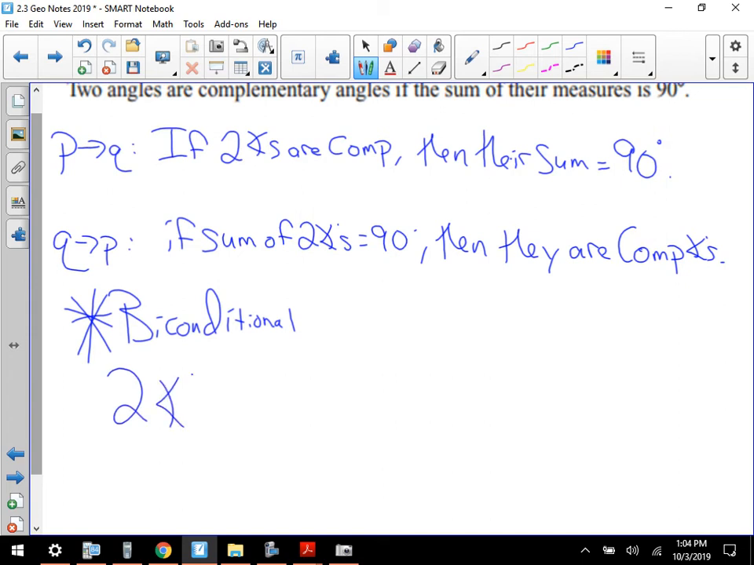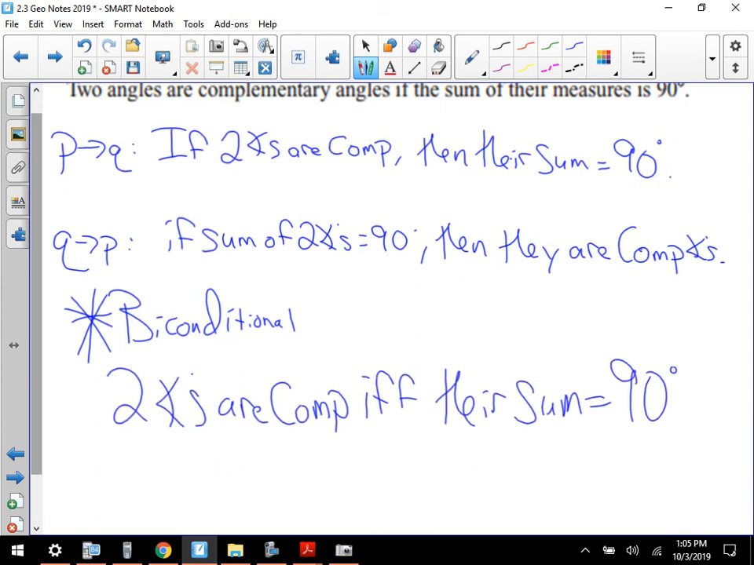Two angles are complementary if and only if their sum equals 90 degrees. Two angles are complementary if and only if, or you want to say if, that's fine as well. Their sum equals 90 degrees. And that's a straight definition. If two angles have a sum of 90 degrees, then they are complementary. Two angles are complementary, and then their sum is 90 degrees. It means the same thing forward and backwards.